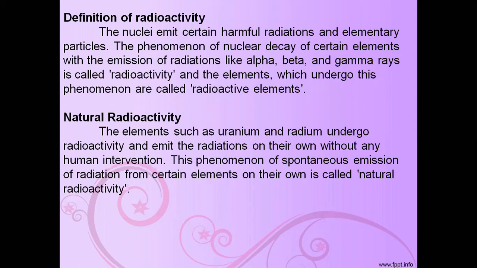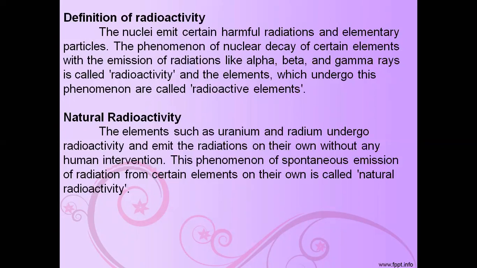The next one is the definition of radioactivity. The nuclei emit certain harmful radiation and elementary particles. The phenomenon of nuclear decay of certain elements with the emission of radiation like alpha, beta, and gamma rays is called radioactivity, and the elements which undergo this phenomenon are called radioactive elements. For example, uranium and radium.